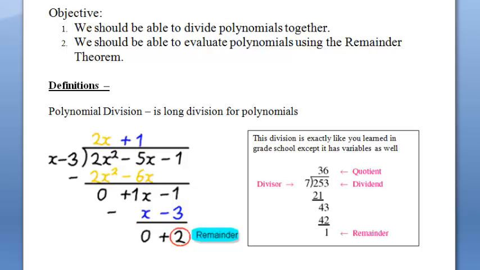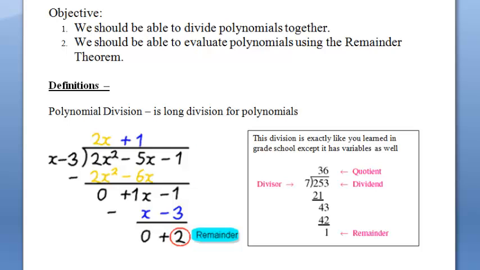So let's do the same thing. Let's subtract over here. 2x squared minus 2x squared is 0. Now this part's a little bit tricky. Negative 5x minus a negative 6x is actually just 1x. A lot of people would make a mistake and put negative 11x, but that would be adding. Negative 5x minus a negative 6x is basically negative 5x plus 6x, and that is 1x. And then we drop the next number, which is negative 1. We're going to drop that down. So we have 1x minus 1.